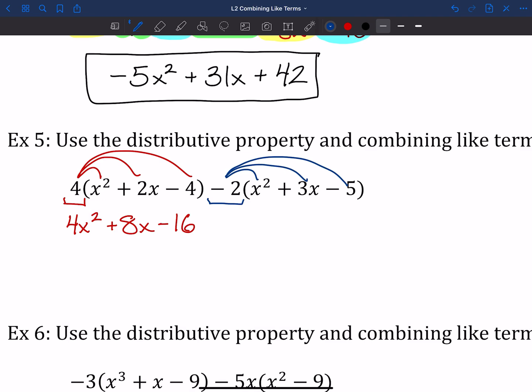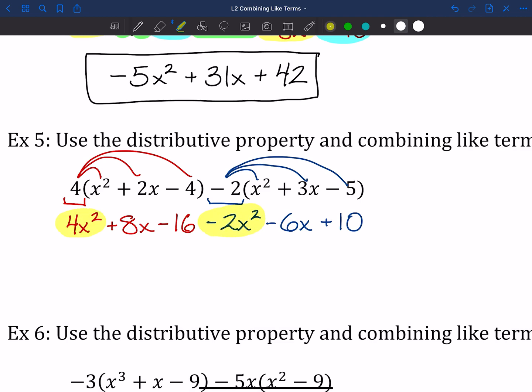Second set there, I have negative 2 that I got to be a little careful about. So negative 2 times x squared is negative 2x squareds. When we do negative 2 times positive 3, that's negative 6, and the x comes along for the ride. And then we have negative 2 times negative 5, which is going to end up with a positive 10. So a little bit more distribution to do there to get things rolling. But then after that, it's just combining like terms, easy peasy.